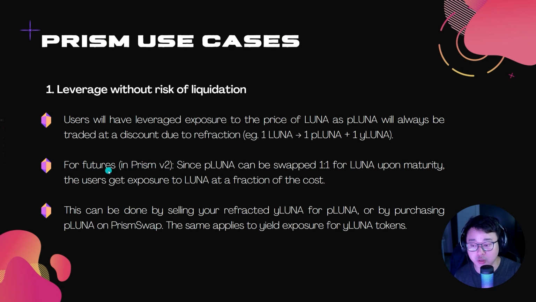In Prism V2, where you have futures, during maturity, the pLUNA can be swapped for LUNA 1-to-1. And then you basically get 2 times the exposure for LUNA at a fraction of the cost, or basically 50% of the cost. But realistically, when futures does open, due to yLUNA expiring into $0 upon maturity for yLUNA futures specifically, I don't think 1 pLUNA will be 1-to-1 with 1 yLUNA for the futures. Might be wrong, it just feels too good to be true. If that's the case, I'm essentially always getting 2 times leverage on pLUNA without much risk.